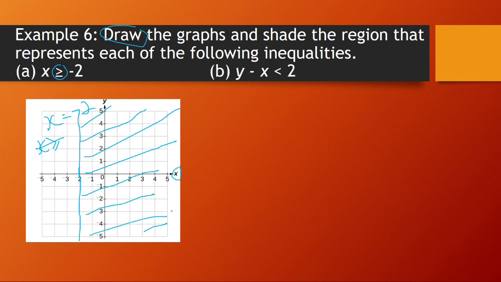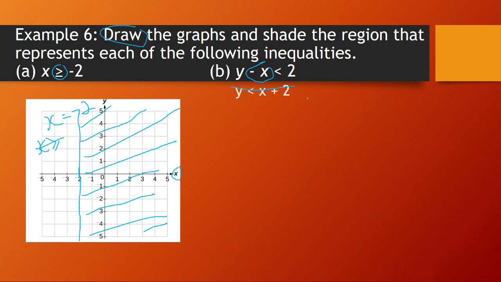Okay, now we look at question B here. y minus x is less than 2. So before you do anything, you have to change it into the general form, right? Do you still remember the general form? The general form is y equals mx plus c. So I'm going to move the negative x here to the right, which means it will be y is less than x plus 2, like this.